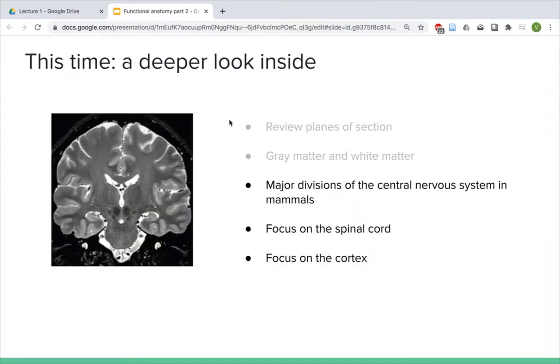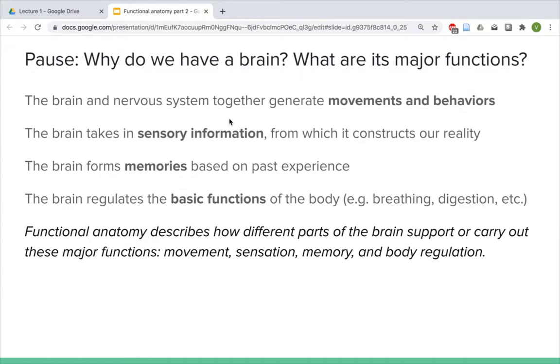All right. So we've talked about gray and white matter, and we sort of navigated our way around. We're going to talk now about some of the major divisions of the central nervous system. Before we get to that, I just want to take a pause here.